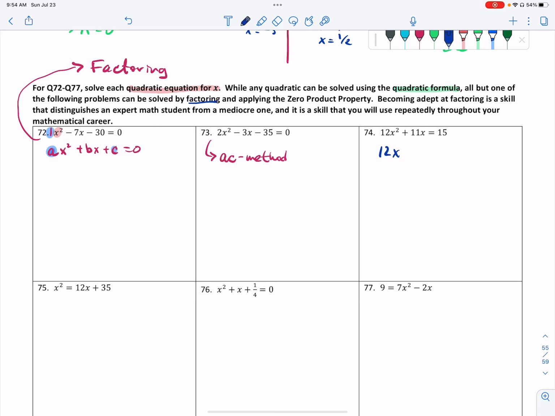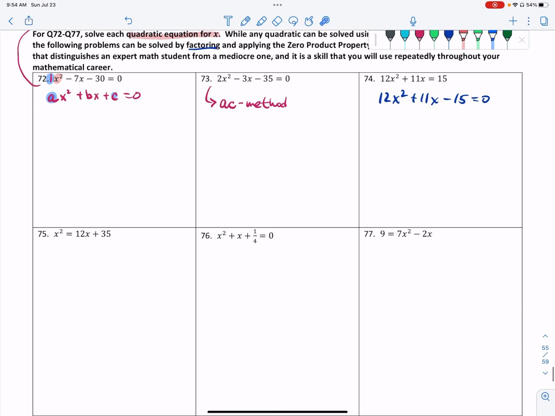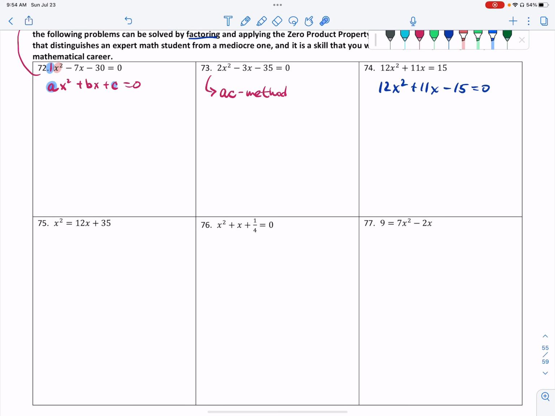So 12x squared plus 11x and then minus 15 is equal to 0. Now, whenever I do this, I want to make sure that my leading coefficient here is positive, just simply because if it's positive, it's easier to factor than if it's negative, which brings us to something like 75. On 75, it'd be quicker to just take this x squared over to the right-hand side to make this 0 equals negative x squared plus 12x plus 35.